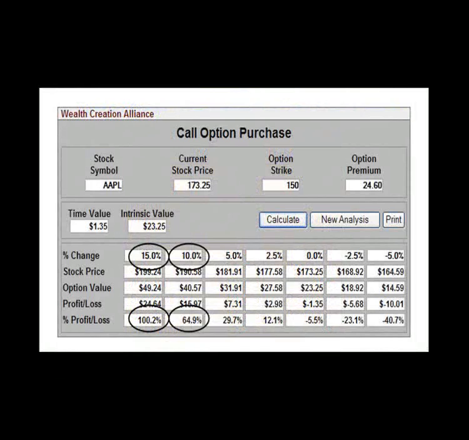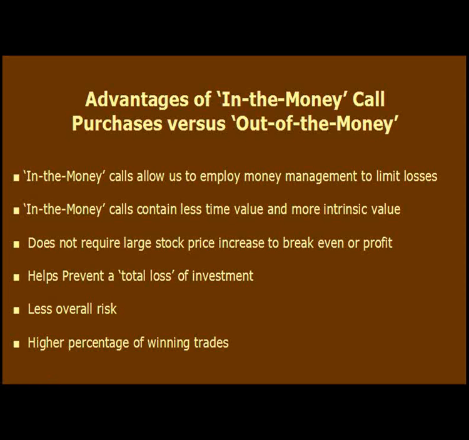This call option purchase analysis also displays the profit potential for the Apple in-the-money call option purchase. Notice that a substantial stock price move is not required to produce a large option profit. A 10% stock price increase would result in a 64% option return, and a 15% stock increase would result in a 100% option return. So to summarize, this table lists the advantages of trading in-the-money calls.